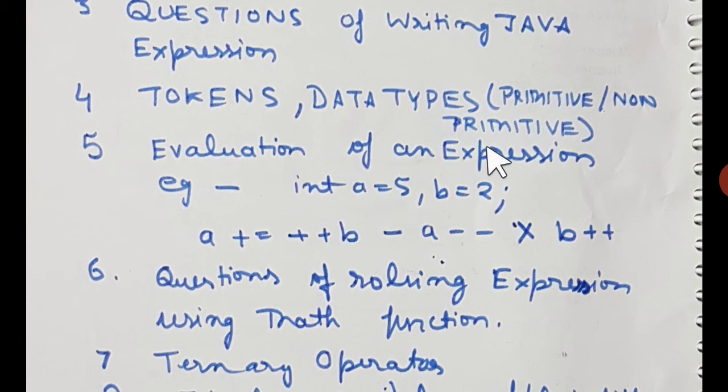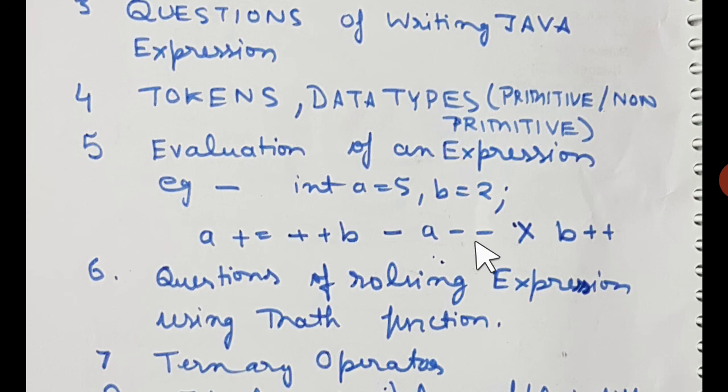Then evaluation of an expression, just like we have int a equal to 5, comma b equal to 2, and then this long expression with the plus plus and minus minus is there, with the shorthand notation also. So these kind of questions must be practiced, because every time in the board one question is from this topic.